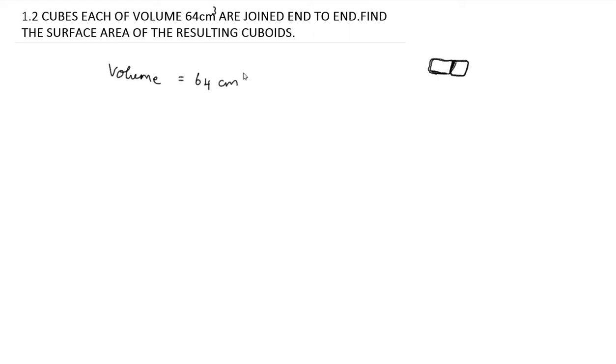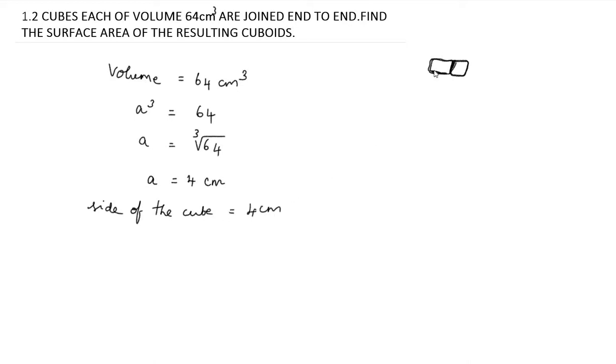So what is the formula for volume of a cube? Side cube, a cube, or length cube, whatever we can say. So a cube is equal to 64, a is equal to the cube root of 64. 4 4s are 16, 16 4s are 64. So the cube root of 64 is 4. So a is equal to 4 centimeter. That is the side. Side of the cube is 4 centimeter.